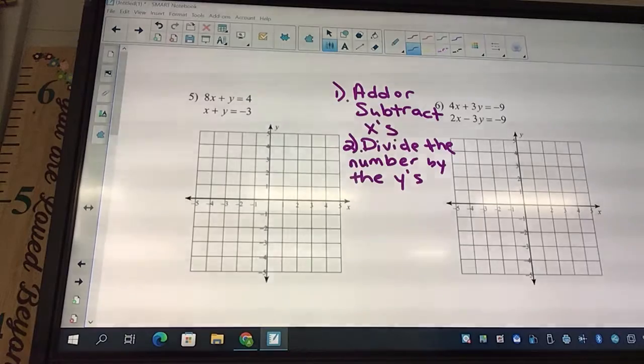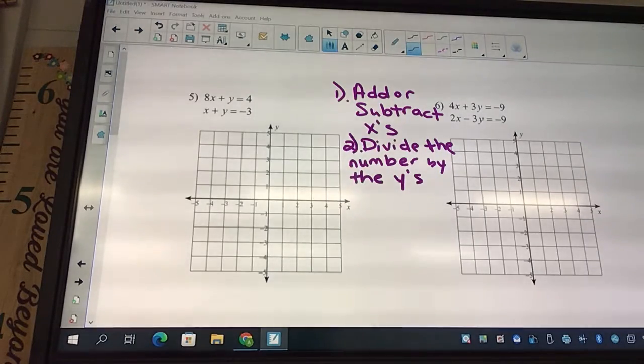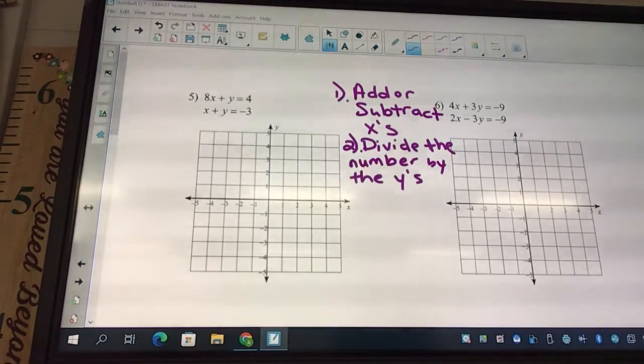So every single time you're going to add or subtract the x's, and then you're going to divide the number that's next to the y. And I think I set them up to always be divided.